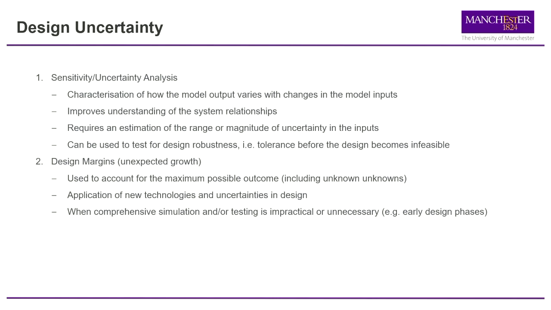The other side of this is to think about design margins. Rather than thinking about what happens when an input has an uncertainty around it, can we encompass that change in the input by just accounting for something extra on the output? Can we add some contingency, or some extra wiggle room, so that your system will still be okay? We tend to use this to account for unknown unknowns rather than uncertainty, which we would class as a known unknown. We can characterize that with a range; margins and contingency account for the things that we can't really express.